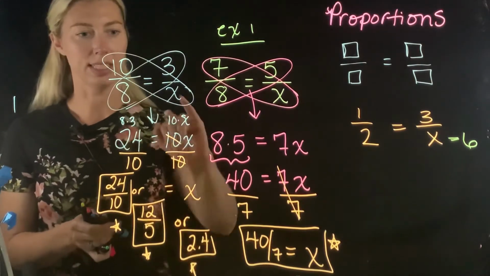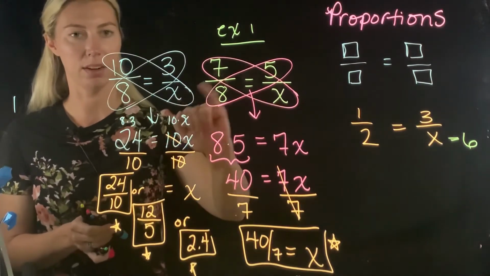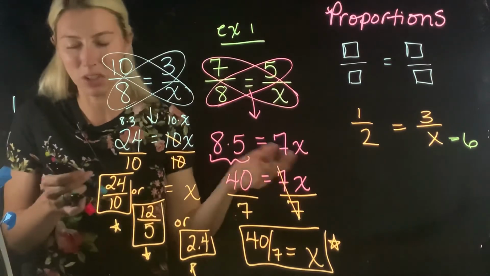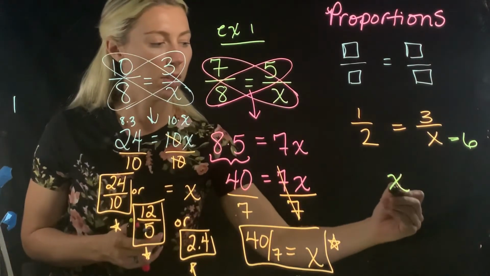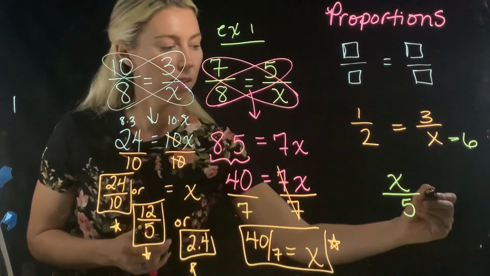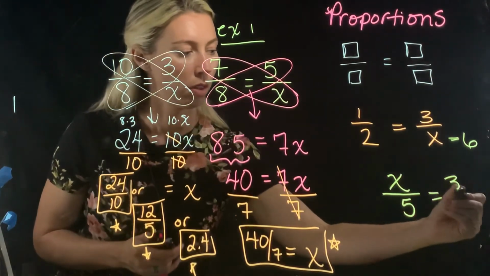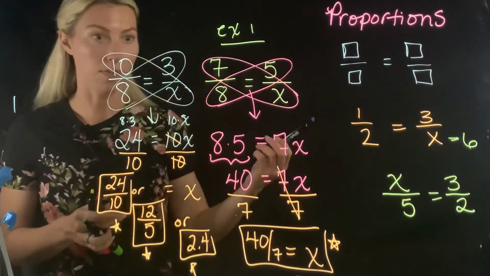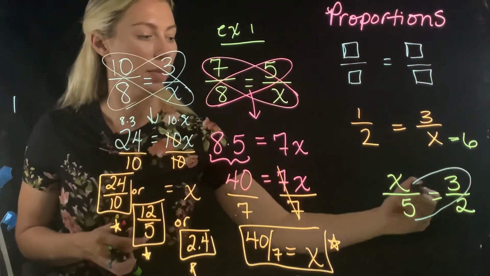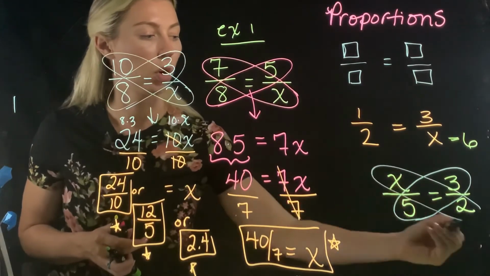I just realized I put the x in the denominator on that side for both of them. The x could be in any of the 4 places. So let's say the x was here. So x over 5 equals 3 over 2. It's going to be the same thing. To solve this proportion, I can simply cross multiply.